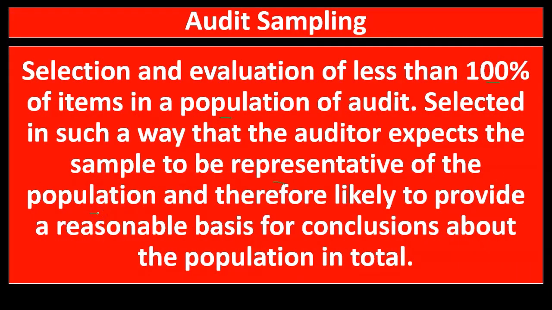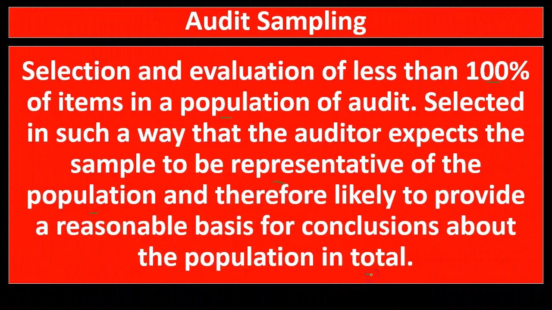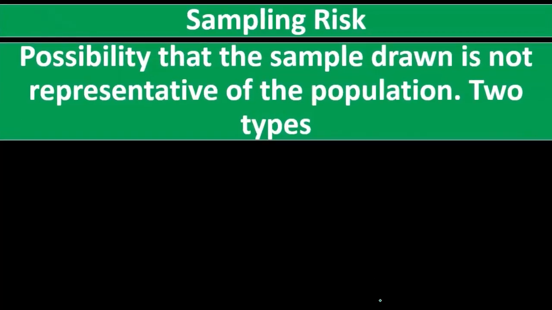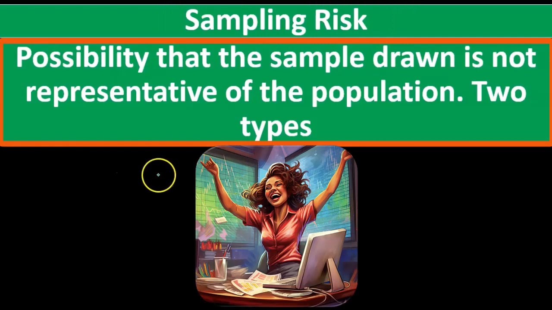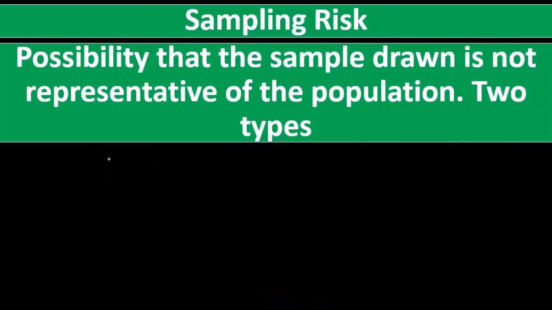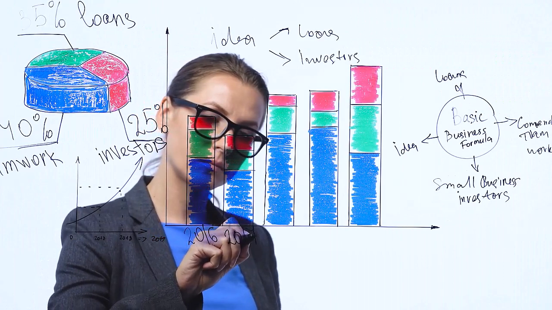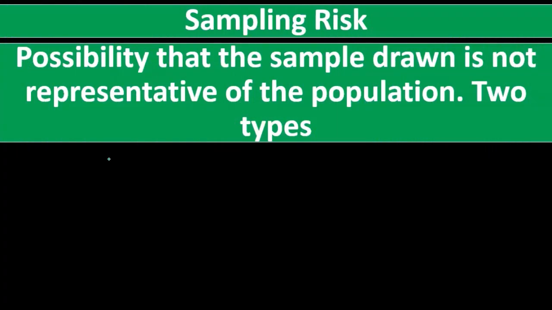Selected in such a way that the auditor expects the sample to be representative of the population. So how do we do that? The traditional way is to have a random sample selection. However, we might use other methods depending on what we are testing. But the key point is it needs to be representative and therefore likely to provide a reasonable basis for conclusion about the population as a total. So we're going to test that subset, and we're hoping we can then apply that subset testing to the population in total. Then we have sampling risk: the possibility that the sample drawn is not representative of the population. That's going to be one of the risks we have. If we have an entire population, we pull a sample from it. Our hope is that sample is representative, just a smaller representation of the entire population, so that we can draw conclusions on the smaller sample, taking less time, that we can then apply to the entire population.